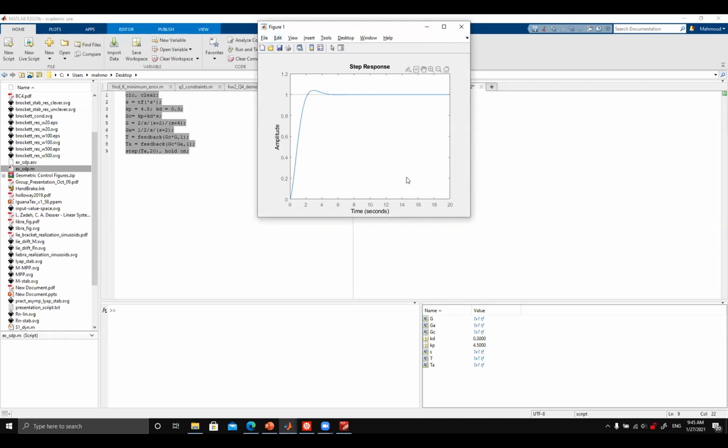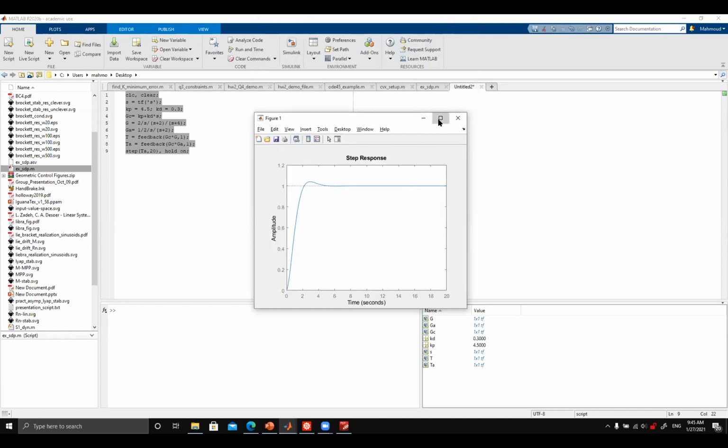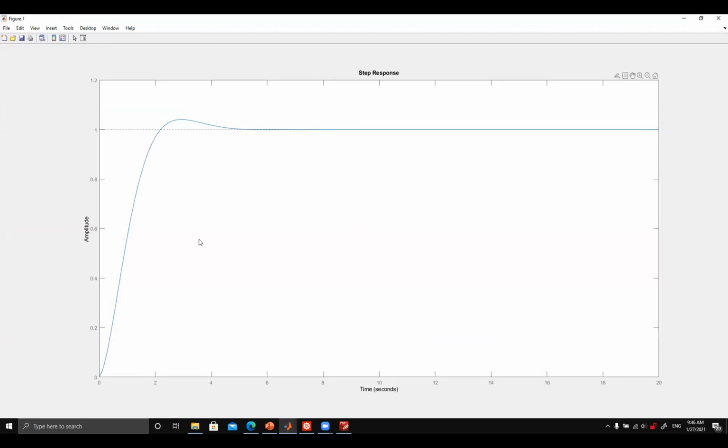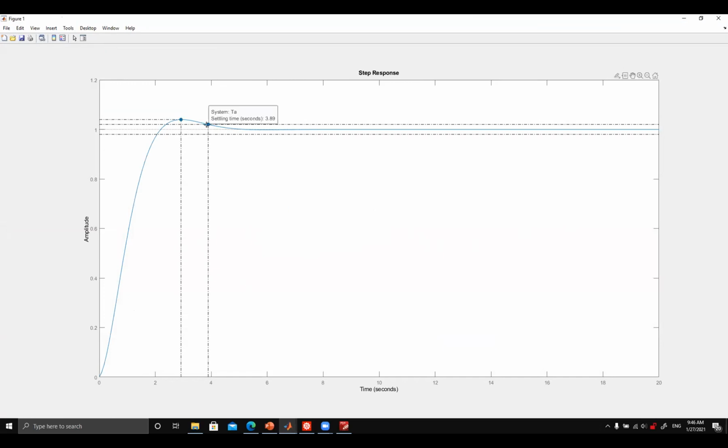Let's zoom. So this is the step response of the second order system. If we look at the characteristics like the settling time and the peak response, we see that the settling time is 3.89, which is not exactly at our requirement, because we wanted the settling time to be less than or equal to 3.75. However, it's not very far from that. Again, this is the effect of the zero because it's not negligible.